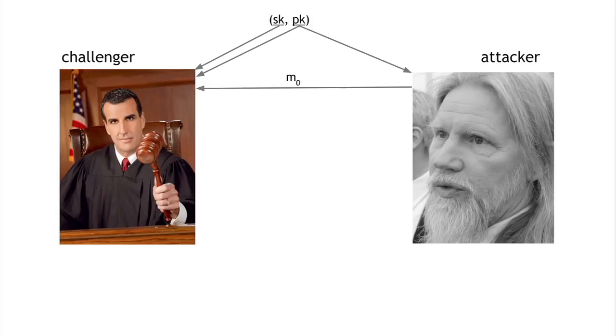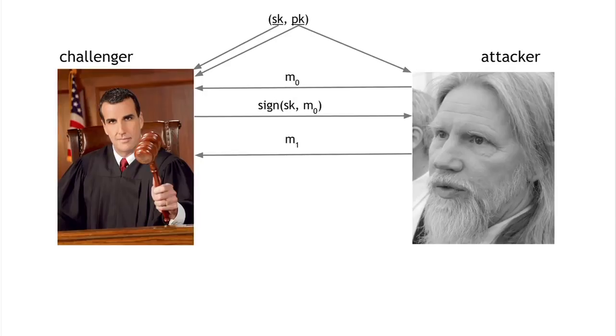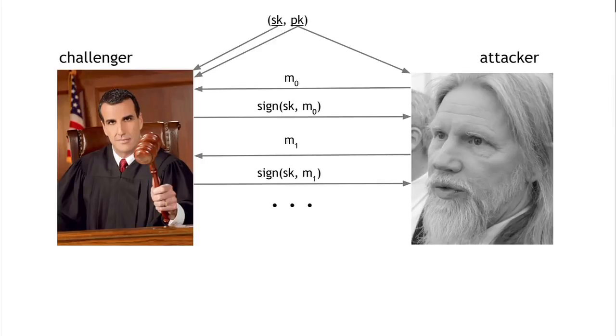And we see that in the diagram like this. The attacker is going to send over a message M0 to the challenger, and the challenger is going to sign that message and send the signature back. The attacker can look at that, scratch his head a little bit, and send over another message, M1. The challenger will sign that. And we do that for as long as the attacker wants. The attacker can send over any sequence of messages he wants and get signatures on them.